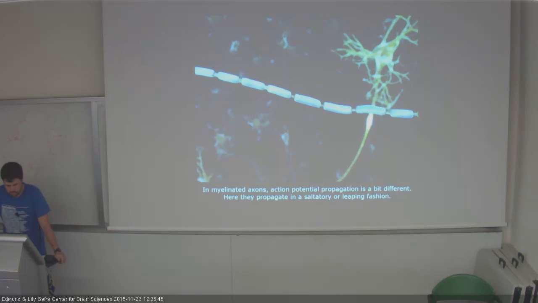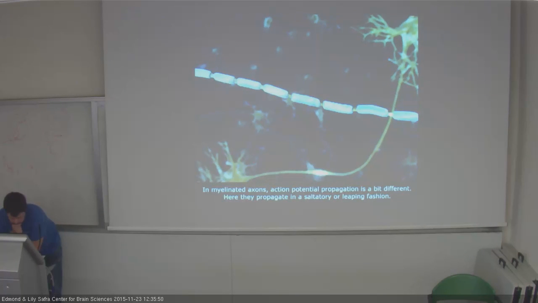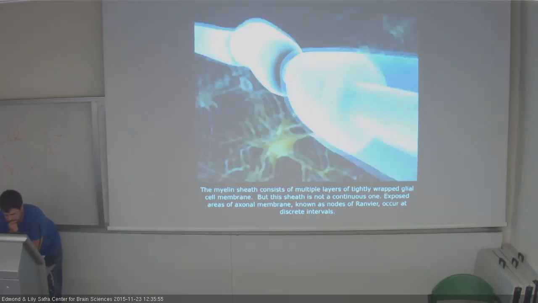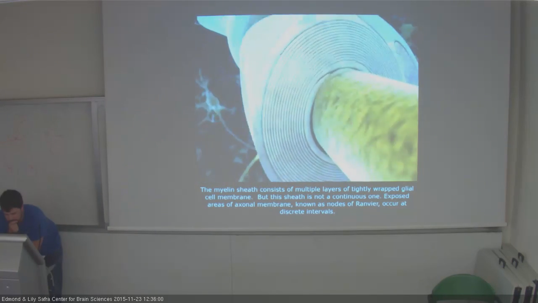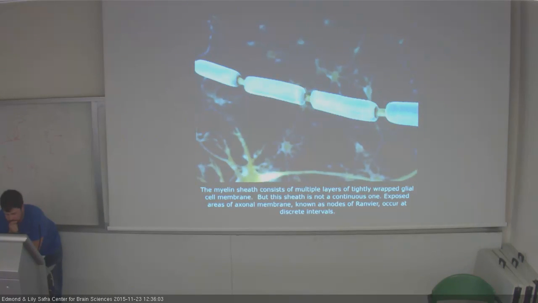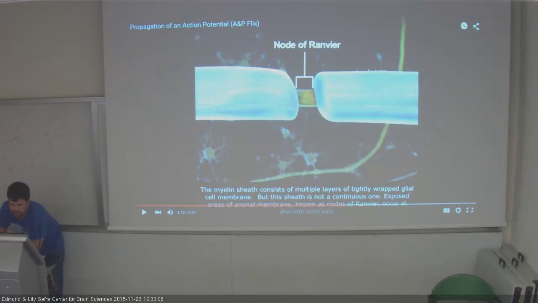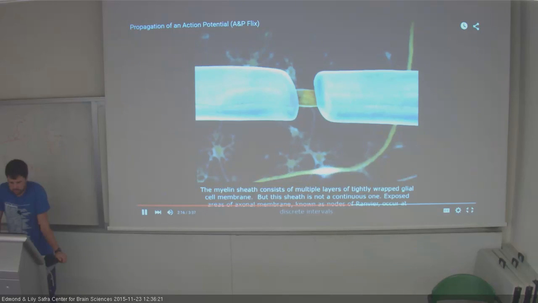In myelinated axons, action potential propagation is a bit different. Here they propagate in a saltatory or leaping fashion. The myelin sheath consists of multiple layers of tightly wrapped glial cell membrane. But this sheath is not a continuous one. Exposed areas of axonal membrane, known as nodes of Ranvier, occur at discrete intervals. You don't see it here, but these are actually cells, okay? These are like Schwann cells. And normally these are found in the peripheral nervous system; in the central nervous system, they are oligodendrocytes.